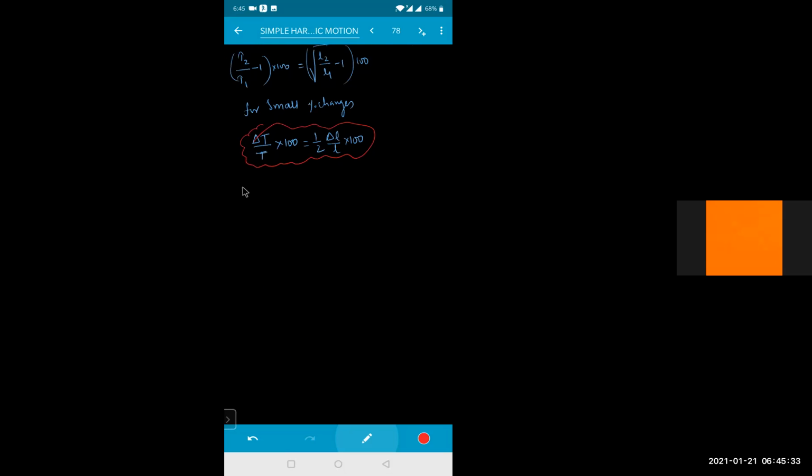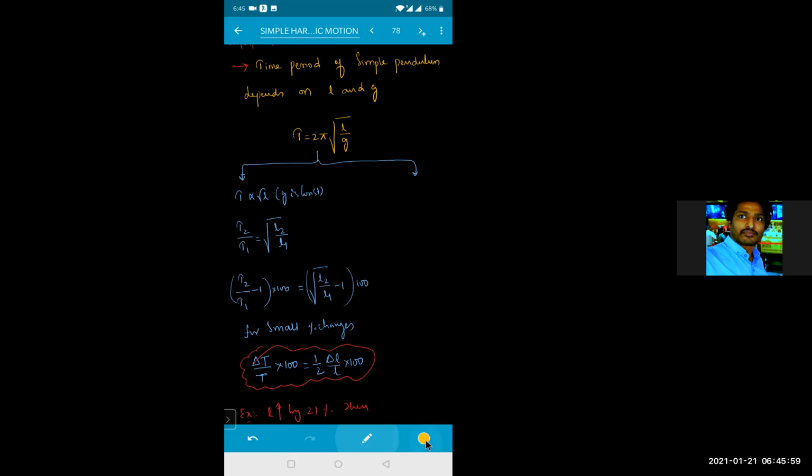Look at an example once. Let me give you one small example. Say for example the length is increasing by 21%. Then delta T by T into 100 is equal to how much? So at that time I need to use which formula? This formula or this formula? This formula is sure, this formula is sure.